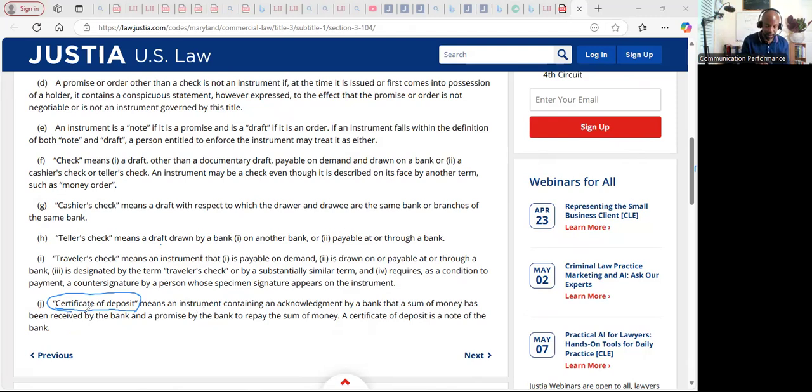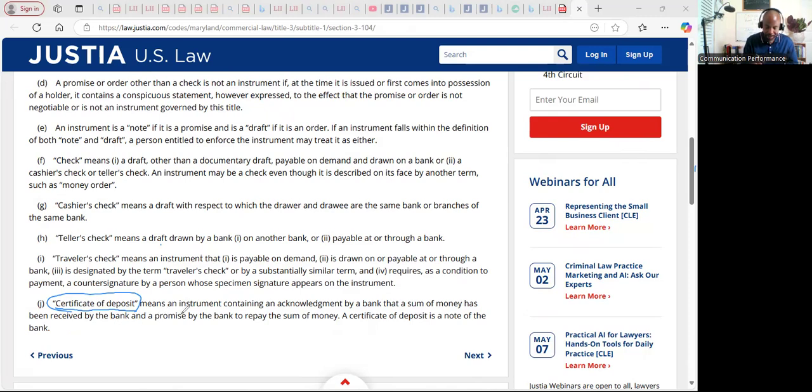Now, the definition of certificate of deposit is going to explain the other side, the liability side, what happens on the liability side where you're the general creditor and the bank is the debtor, versus on the asset side, the bank is the creditor and you're the debtor because you're promising to pay them a sum of money or funds. Right. So let's read the definition of certificate of deposit.